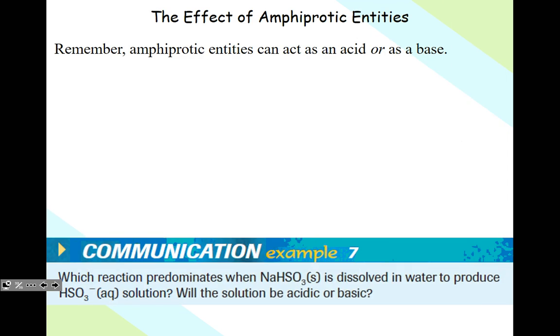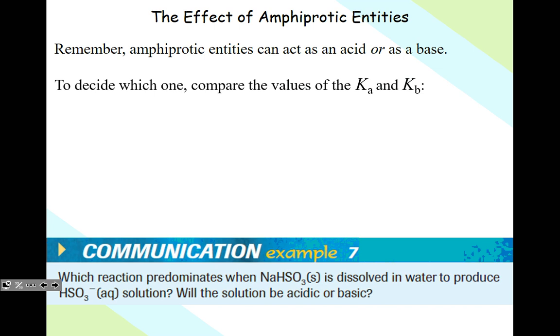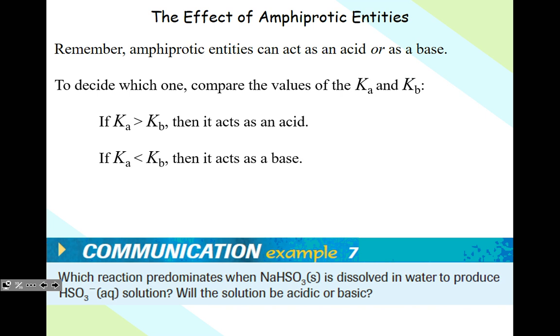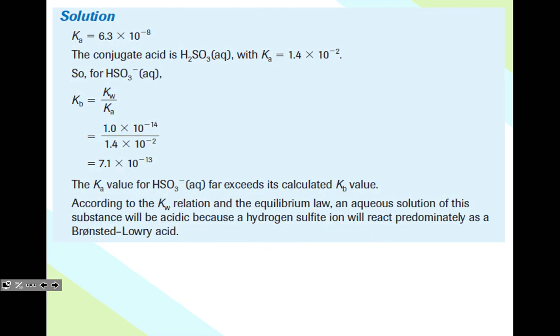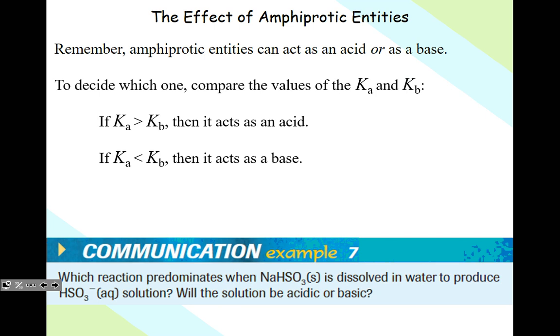All right, last thing I promise, the effect of amphiprotic entities. Remember, amphiprotic entities can act as an acid or a base. So to decide which one, we have to compare the Ka value versus the Kb value. If Ka is larger than Kb, then it acts as an acid. If the Ka value is smaller than Kb, then it acts as a base. Oh, let me just go back. Here's our question. Which reaction predominates when sodium hydrogen sulfite, or NaHSO3 solid, is dissolved in water to produce HSO3 minus solution? Will the solution be acidic or basic?